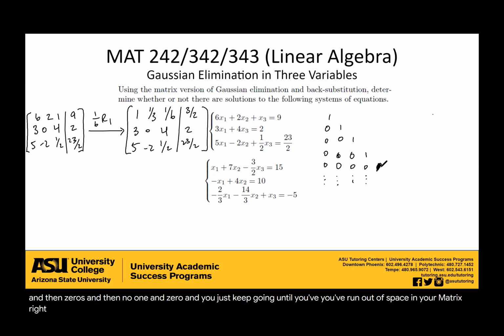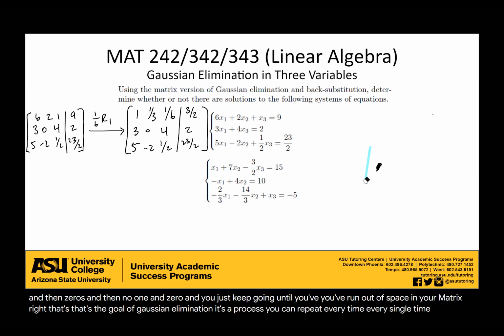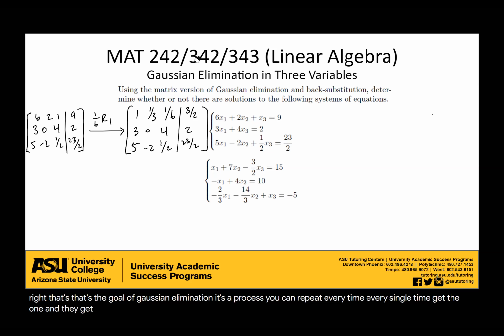Right? That's the goal of Gaussian elimination. It's a process you can repeat every single time. Get the 1 and then get zeros under it, and then move on to the next column and do the same thing. Okay, so to get a 0 in this position, we're going to go ahead and take row 2 minus 3 row 1.